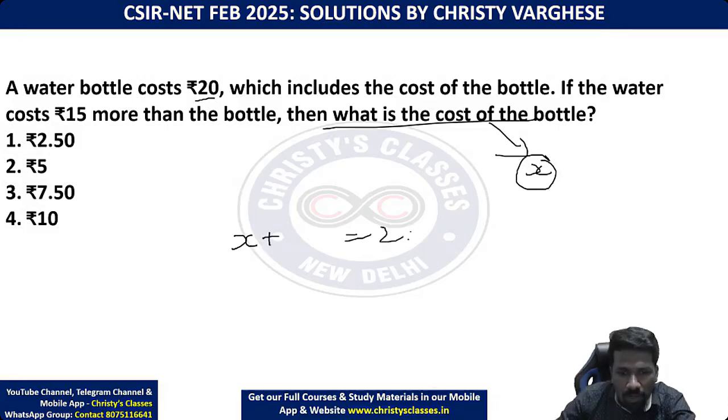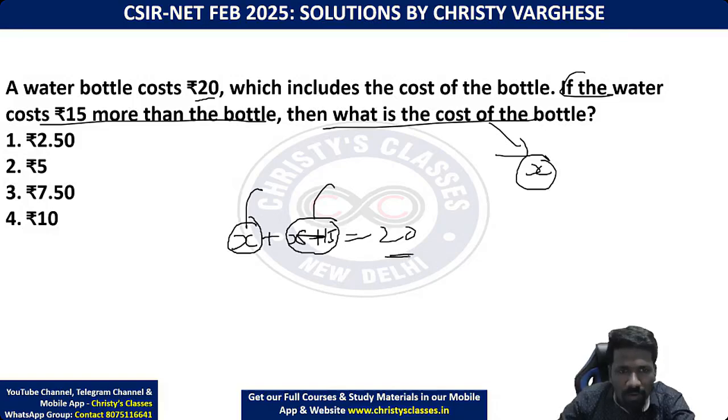So what is the cost of water? For that, there is information given: the water costs 15 more than the bottle. So if X is the cost of the bottle, the water cost is X plus 15. Water cost plus bottle cost will make the water bottle cost. So X plus X plus 15 is 20.